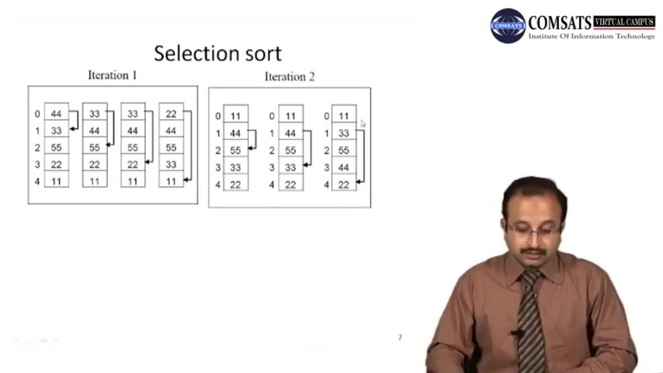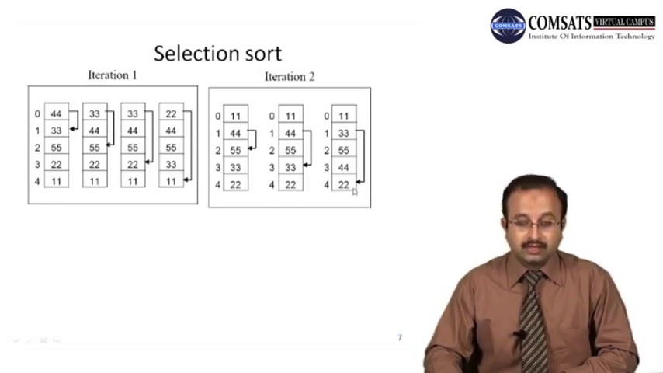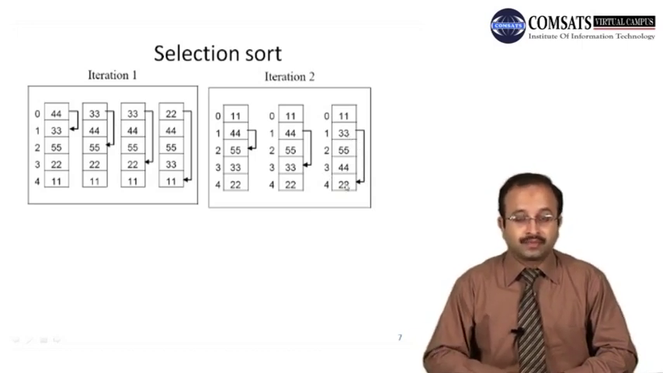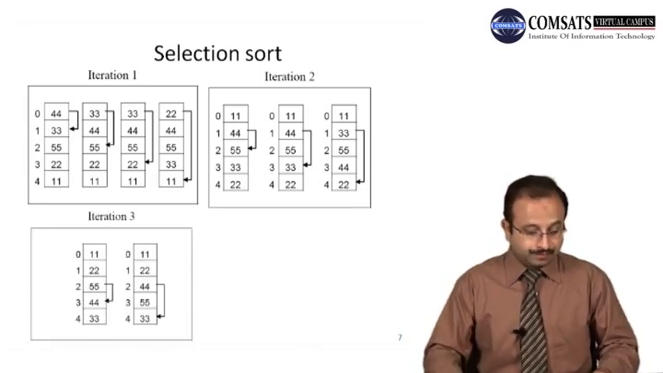Okay, now the index 1 element is compared with the index 4 element, and if the index 1 element is greater than the index 4 element, then we have to perform swapping. And yes, it is greater. So 22 comes at that position and 33 comes at the 4th index position. And that will be the input to the 3rd iteration.